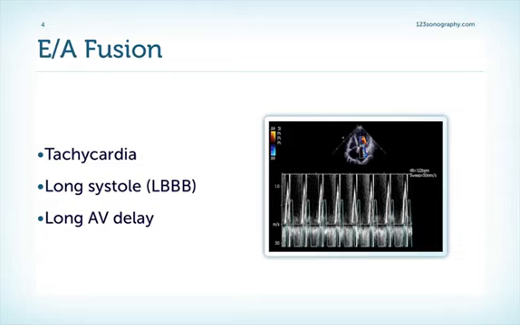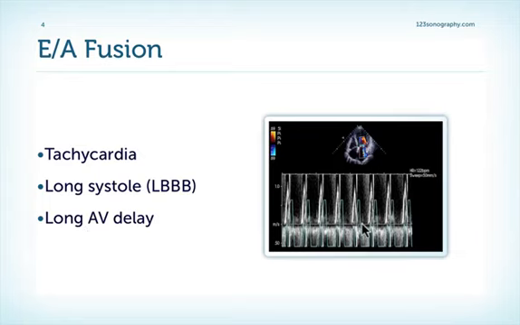Another situation which you will encounter is that you will have fusion of the E and the A wave in patients who have fairly high heart rates. In addition, a long systole, as for example in patients who have dyssynchrony caused by left bundle branch block, can also cause fusion of the E and the A wave. Another cause for fusion are long AV delays, in other words, AV blocks.